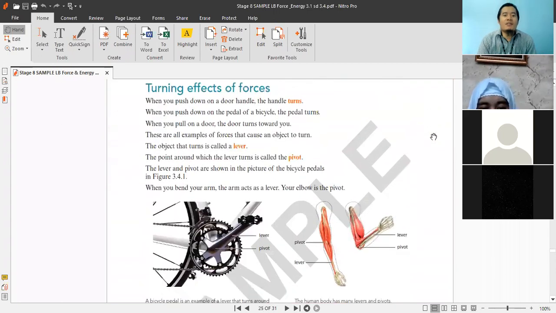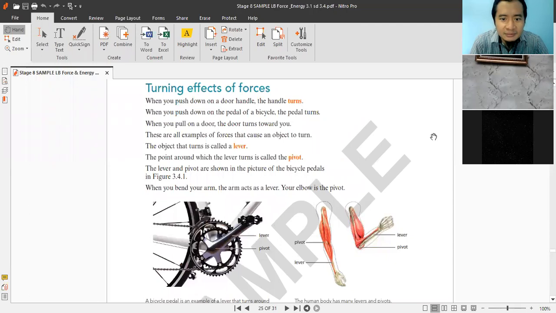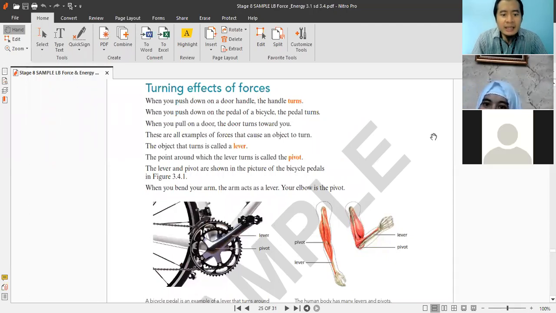Turning effects of forces. These are the illustrations of moments, moment or turning forces. Okay, read the text, Atala Rasya.